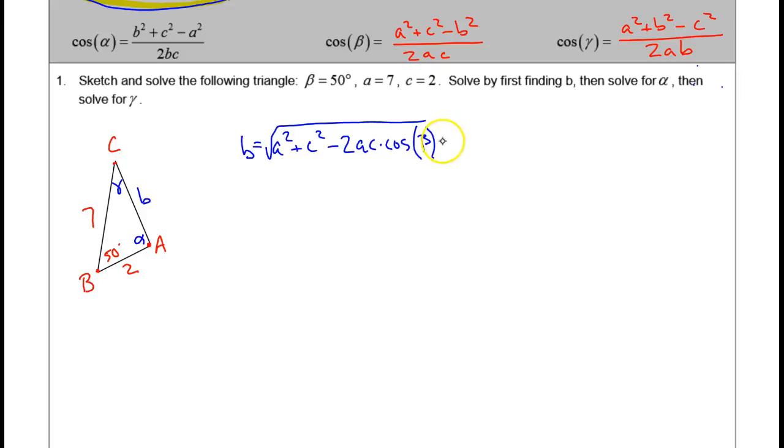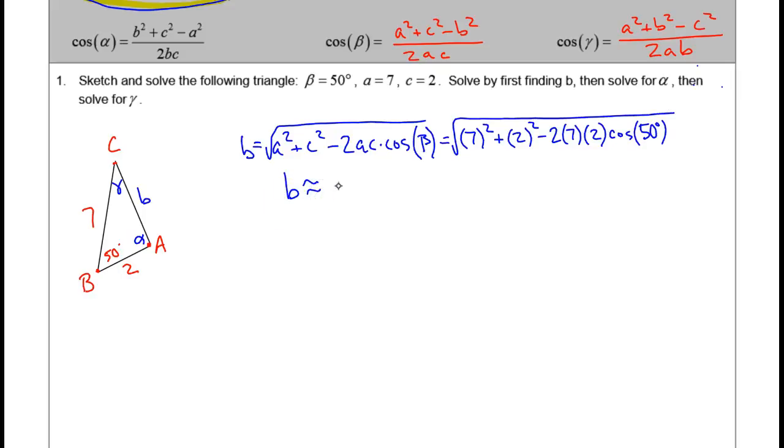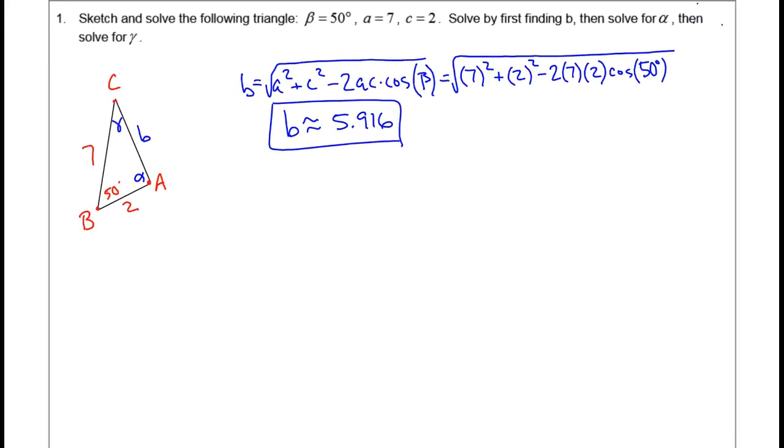All right, so let's plug in what I know. We have a value of a that is 7, and c is 2. Minus 2 times 7 times 2 times the cosine of 50 degrees. Got to take the square root of that whole thing. And when I do that, I get an answer of b is approximately equal to 5.916 units, approximate answer.